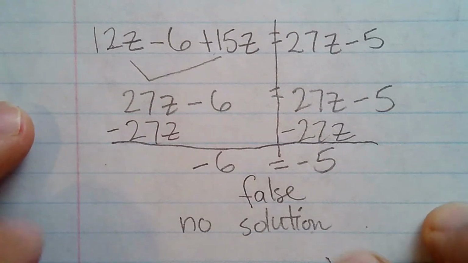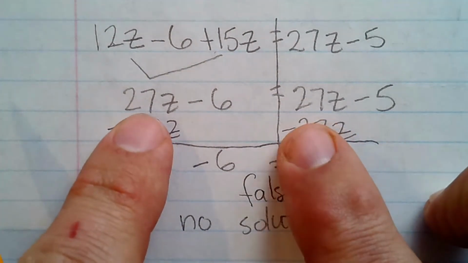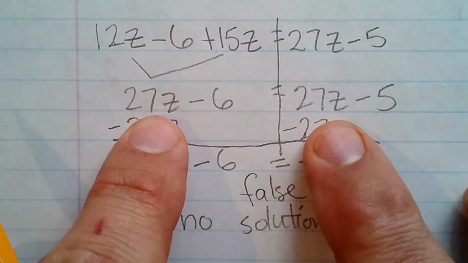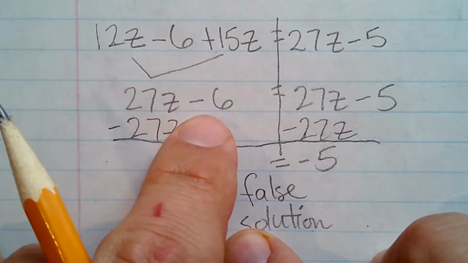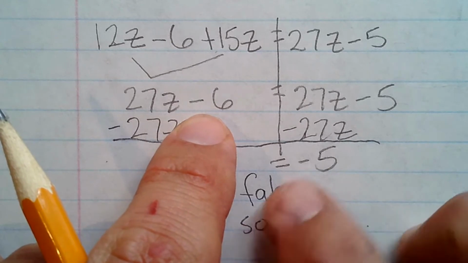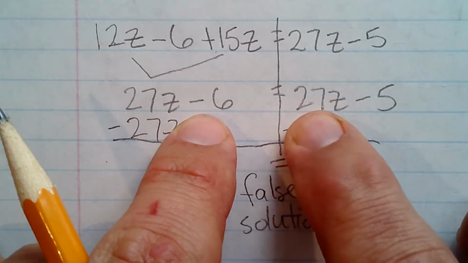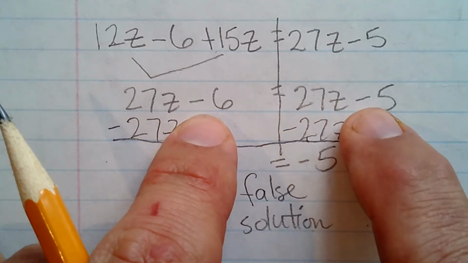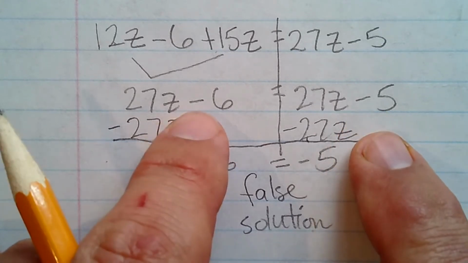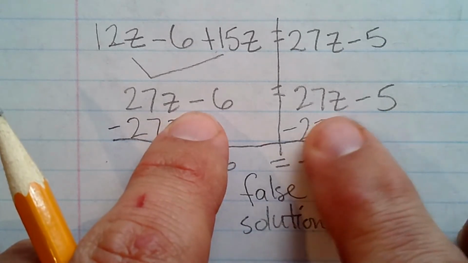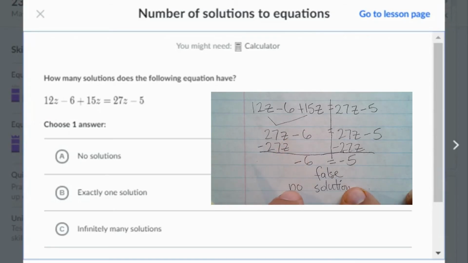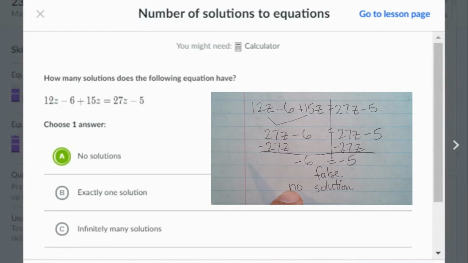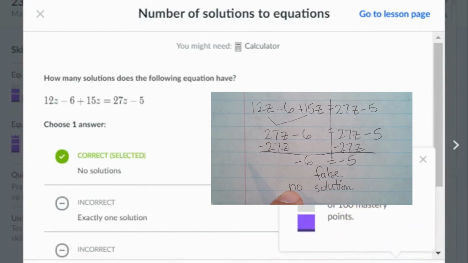And if you think about it here, I could have stopped right here. 27 times something minus 6. How could I ever have that be equal to 27 times something and then subtract 5? How could you subtract 6 from something and have it be the same thing subtracting 5? It's just impossible. There is no solution to this one. And so I'll hit no solutions, and I'm expecting a good result.